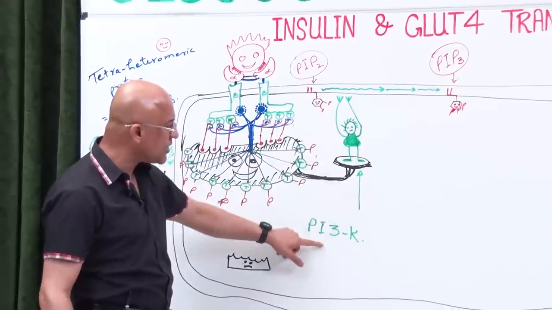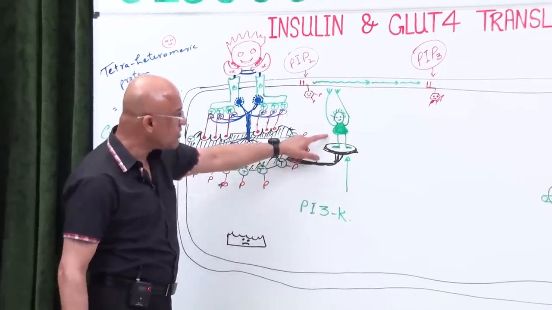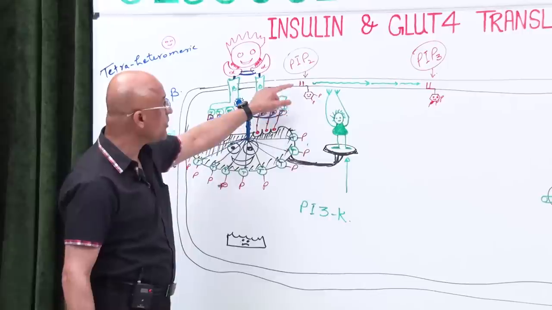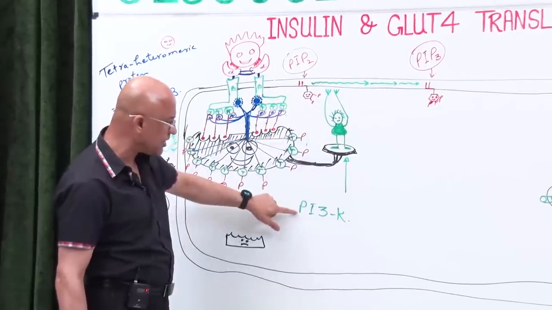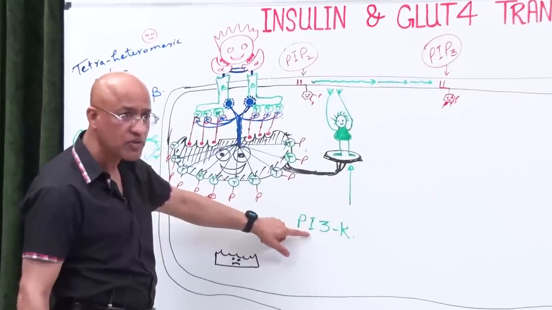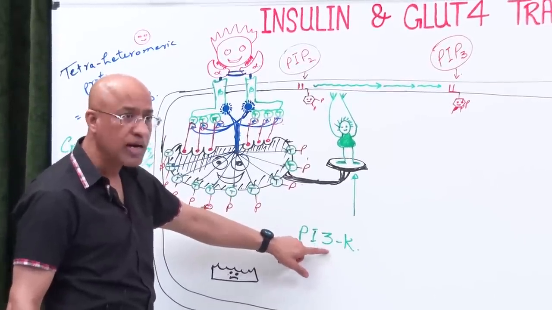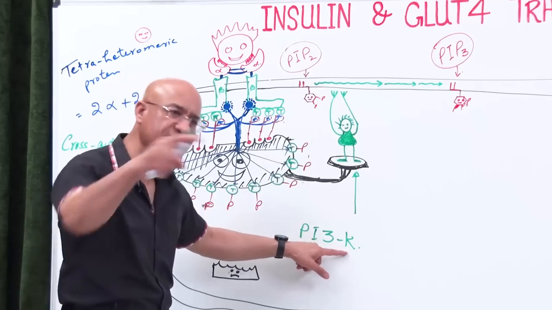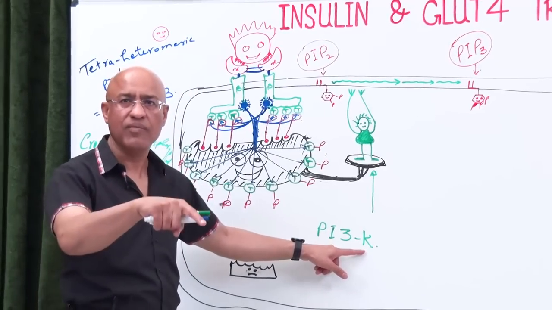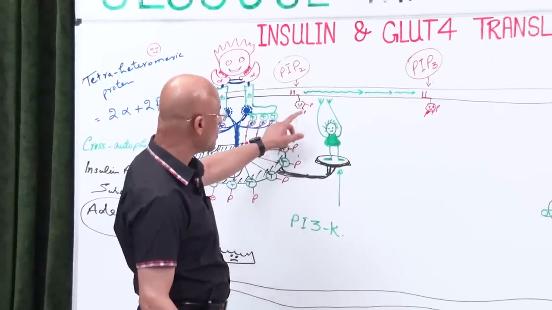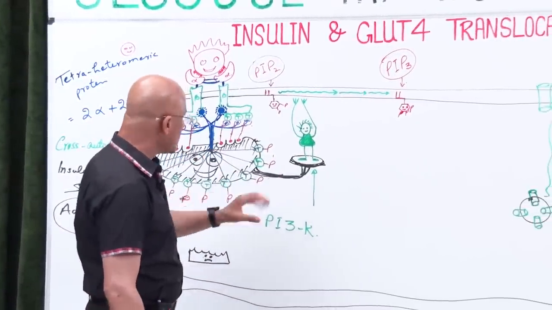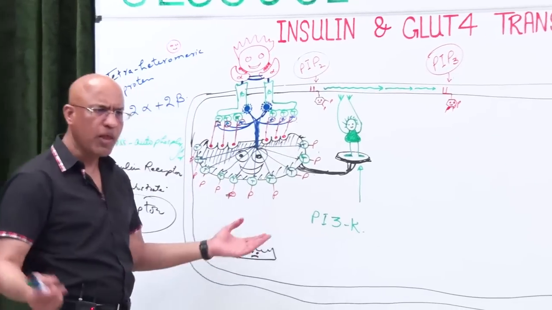Why do we call it this name? Because this enzyme will attack the phosphatidyl molecule on its inositol unit, on carbon number 3, and do kinase activity there and add what there? A phosphate group. So, phosphatidyl inositol 3 kinase. So what can we say up to now, what happened?